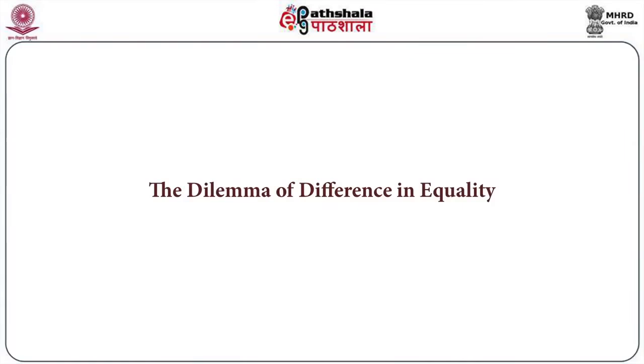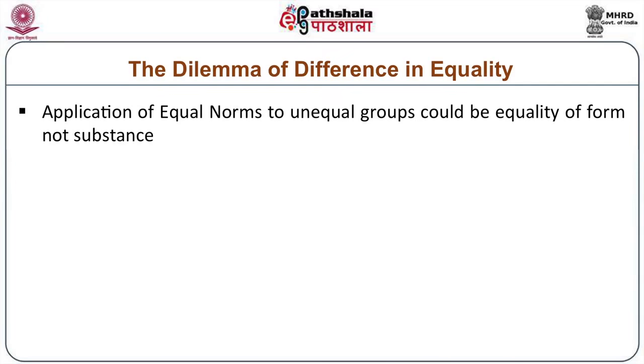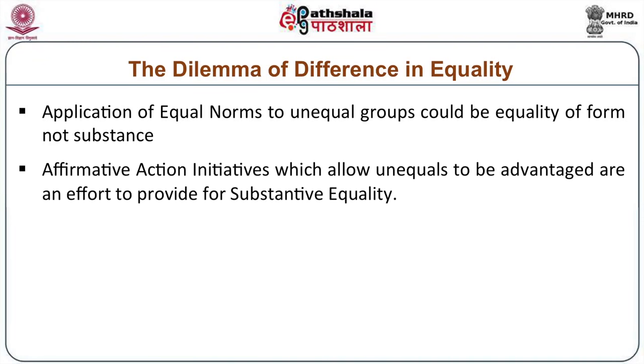After this discussion on legal capacity and on humanness, we move on to the third concept that we revisit in the light of the disability perspective, and that is the dilemma of difference in terms of the concept of equality. Now, the application of equal norms to unequal groups could be equality in its abstract or universal sense, in a formal sense, but that's not substantive. What affirmative action initiatives do is they allow unequal people to enjoy a certain advantage in order to secure substantive equality and not just have a declaration of formal equality.